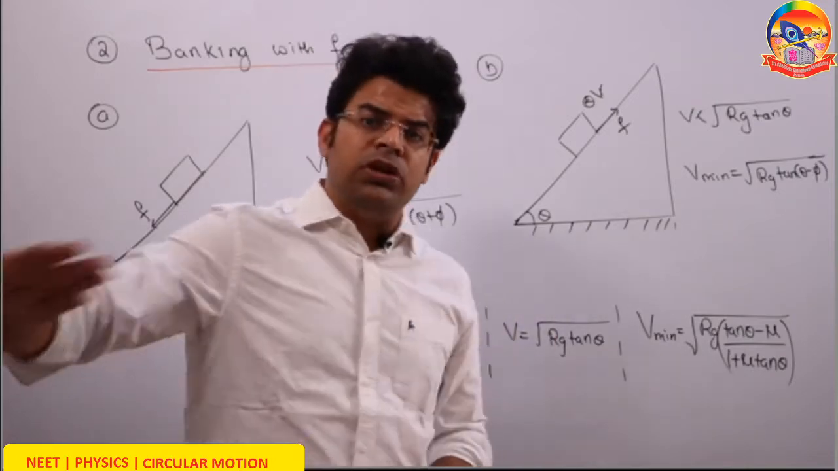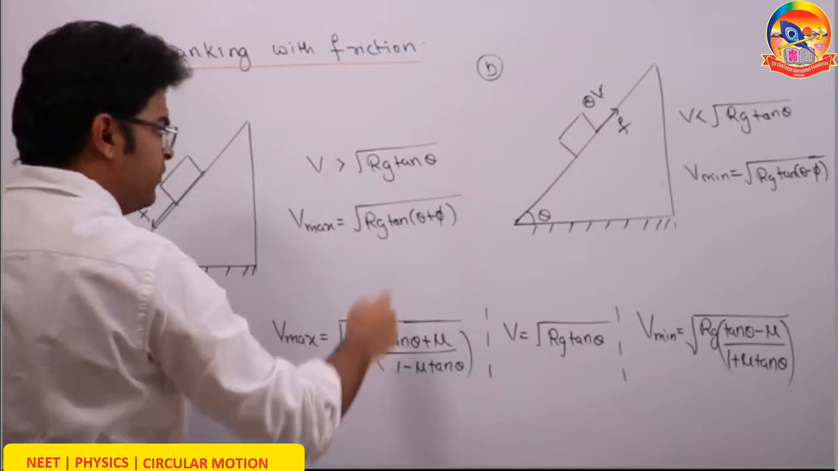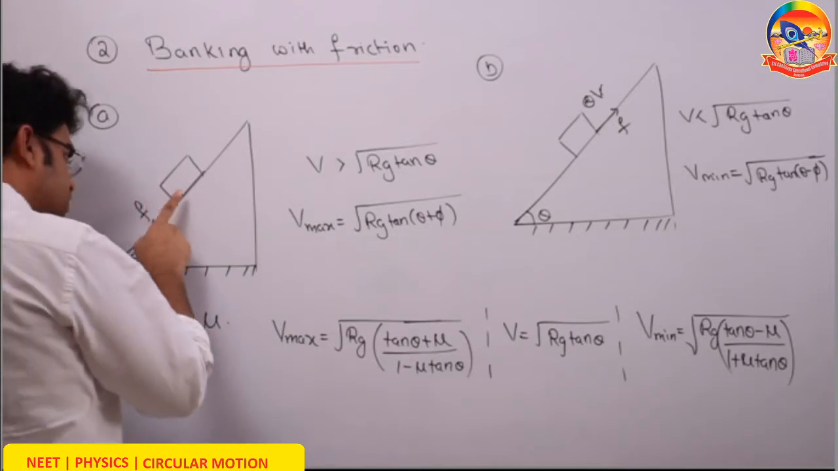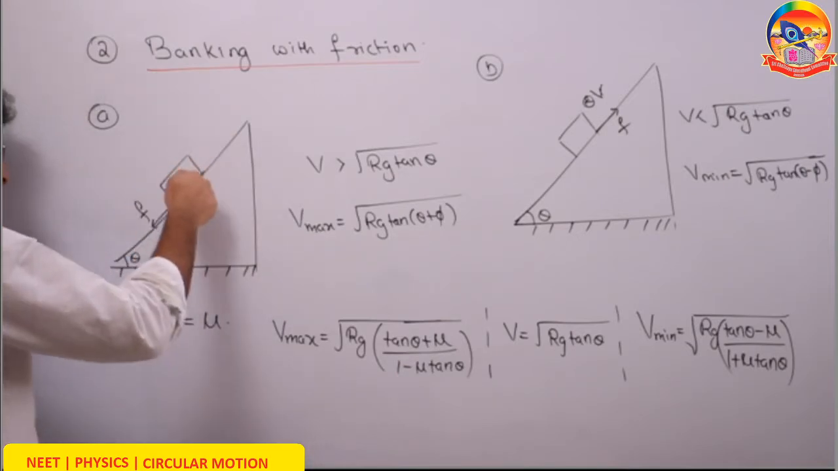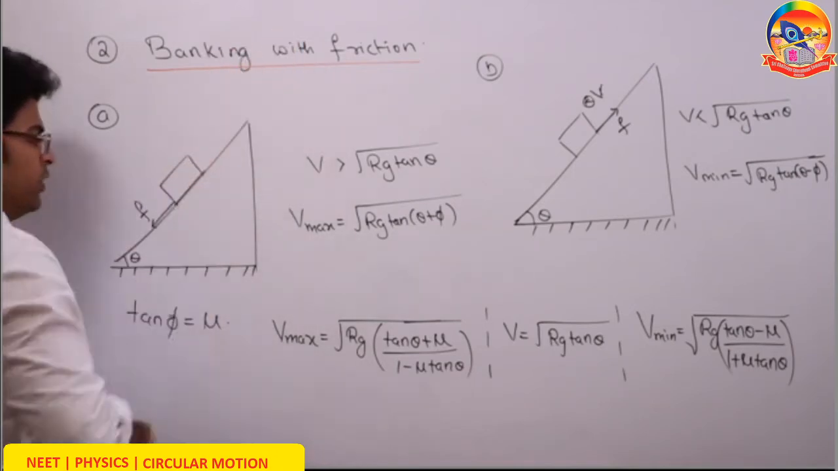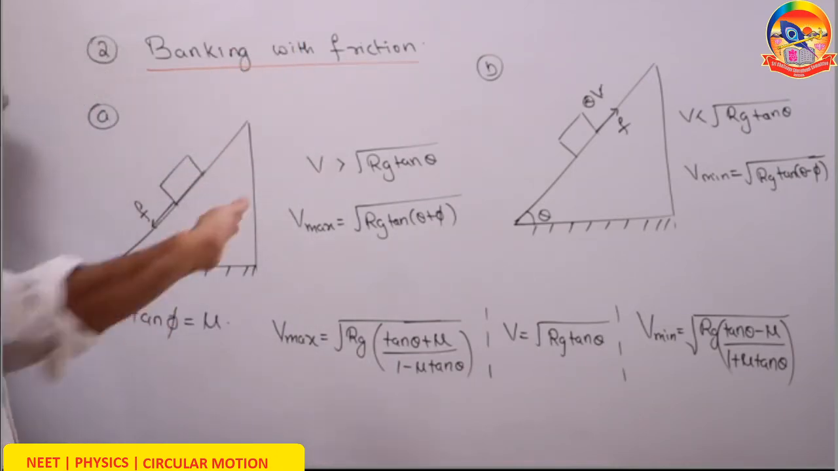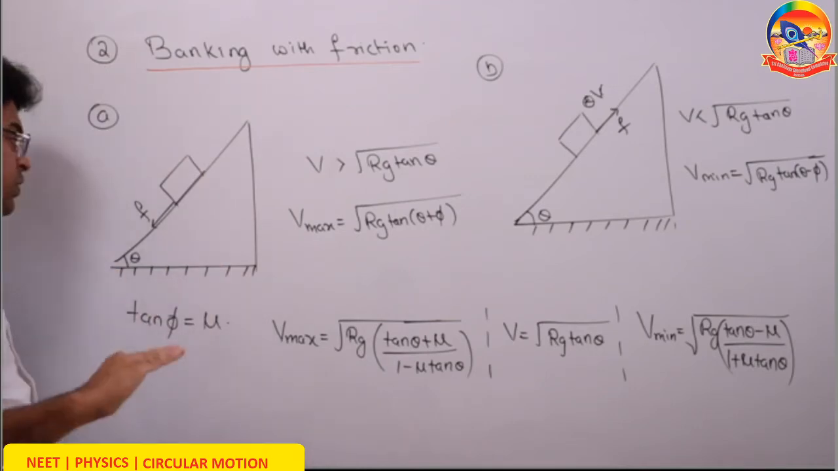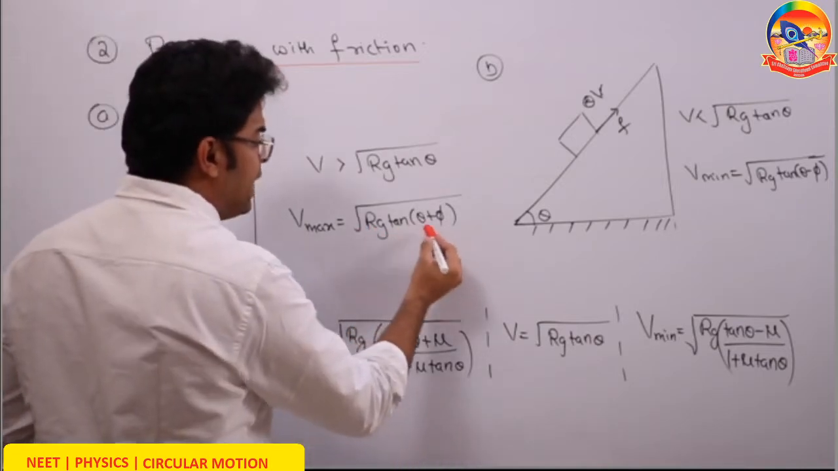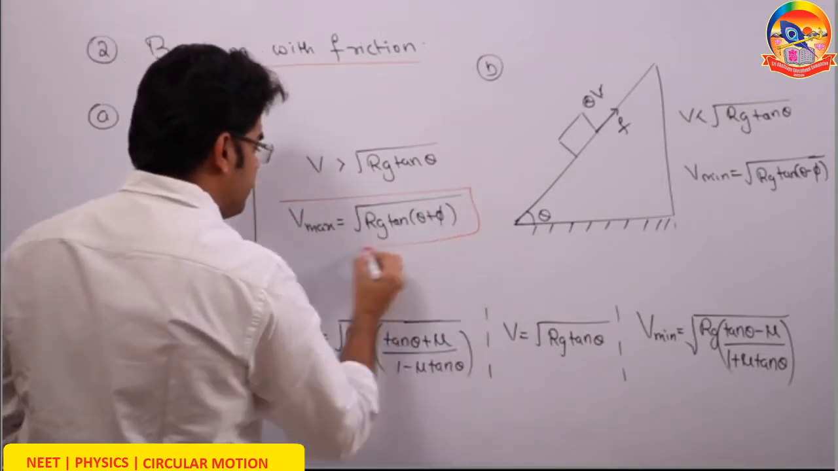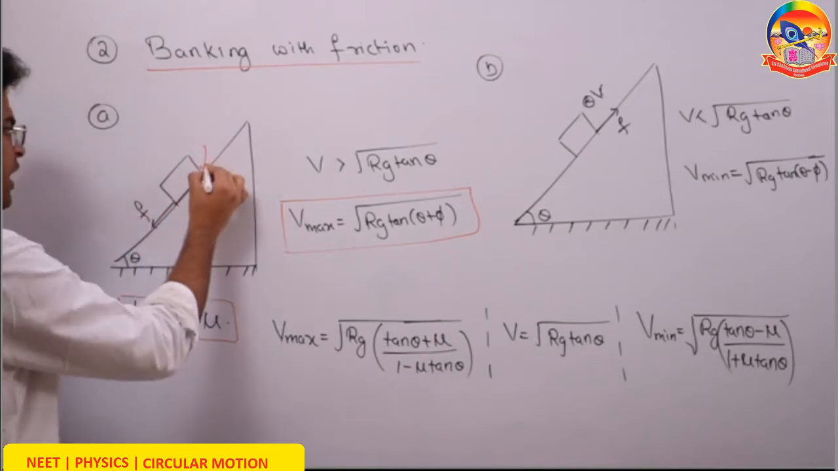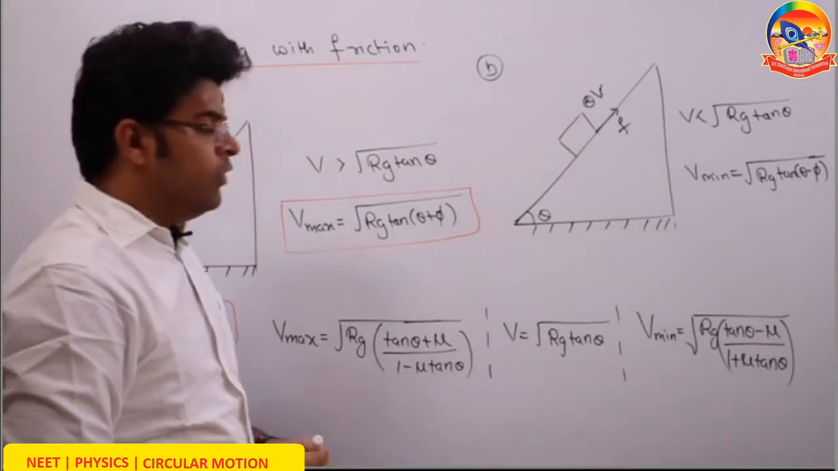If the speed is more than under root of rg tan theta, then the car has a tendency to move outward. And since the car has a tendency to move outward, the friction force acts along the surface but inward, so as to stop it from moving outwards. The maximum possible speed at which the car can move on this road on which friction is present is under root of Rg tan (theta plus phi). Now here, what is phi? Remember that tan phi equals the friction coefficient present between the car and the road. That is the value of mu.